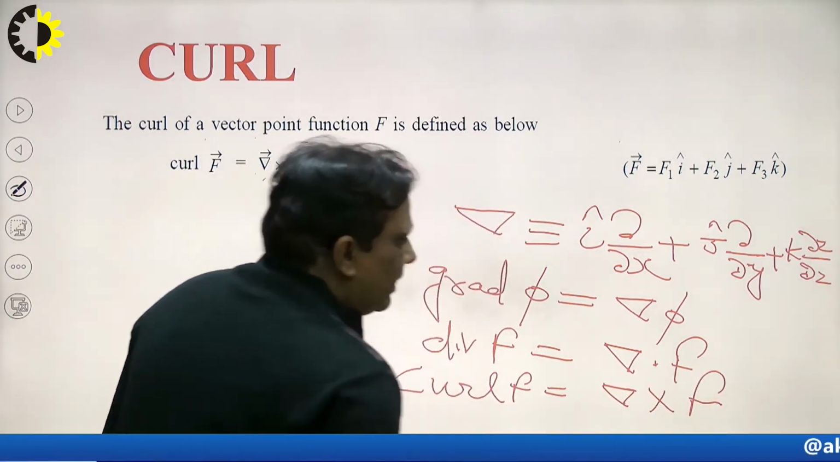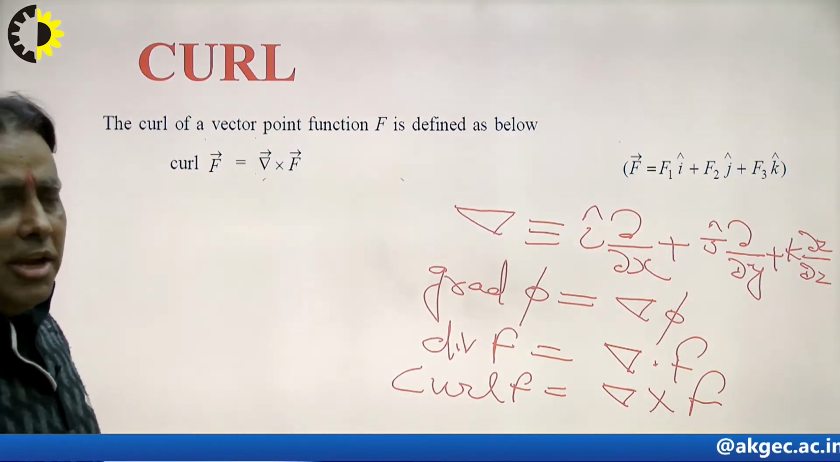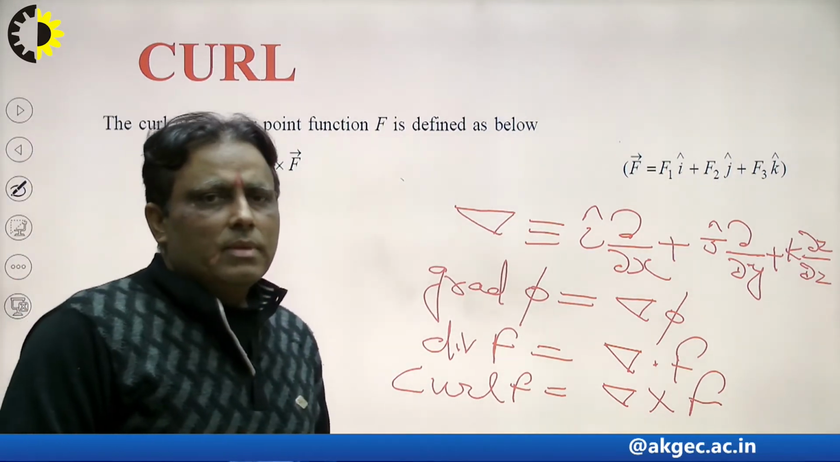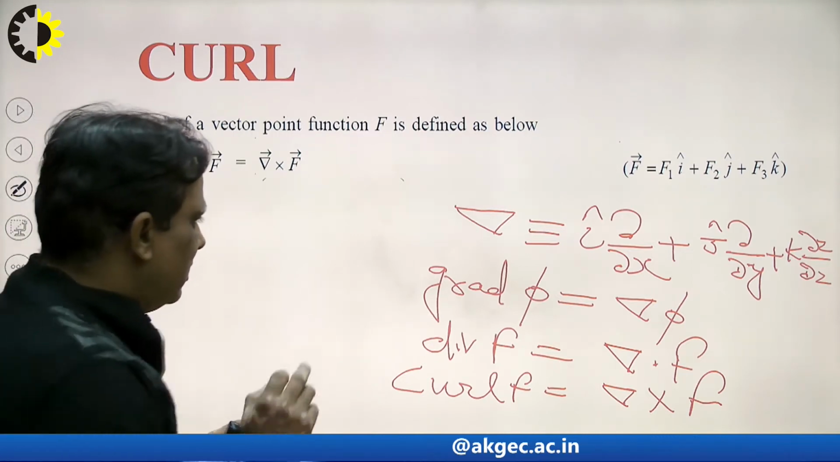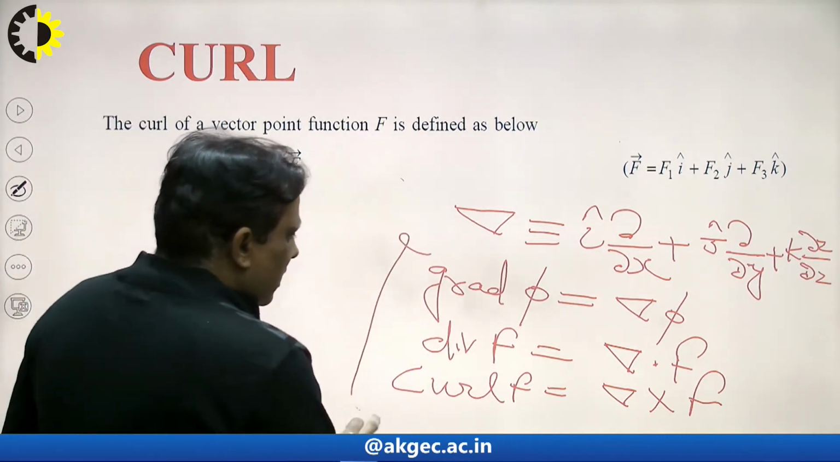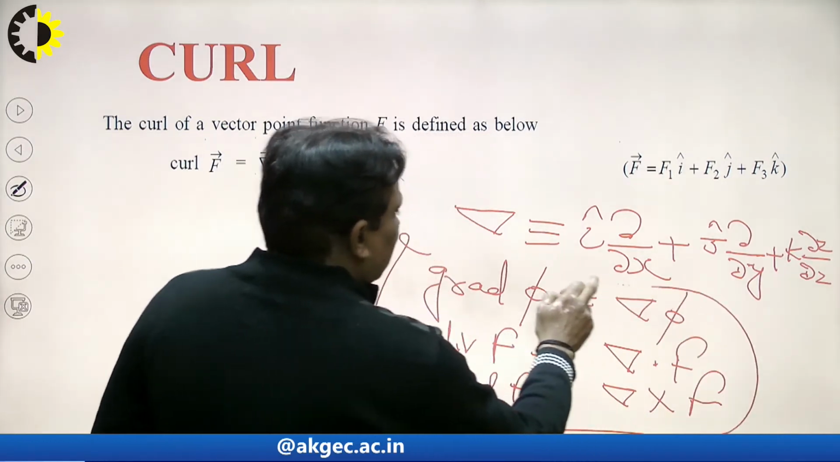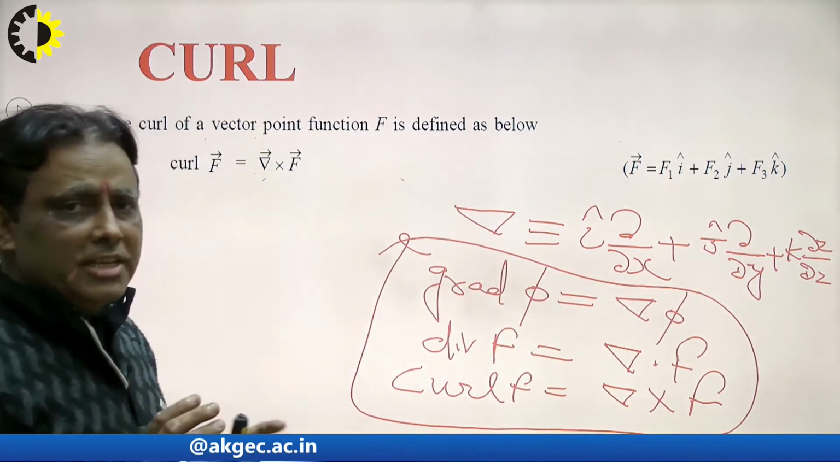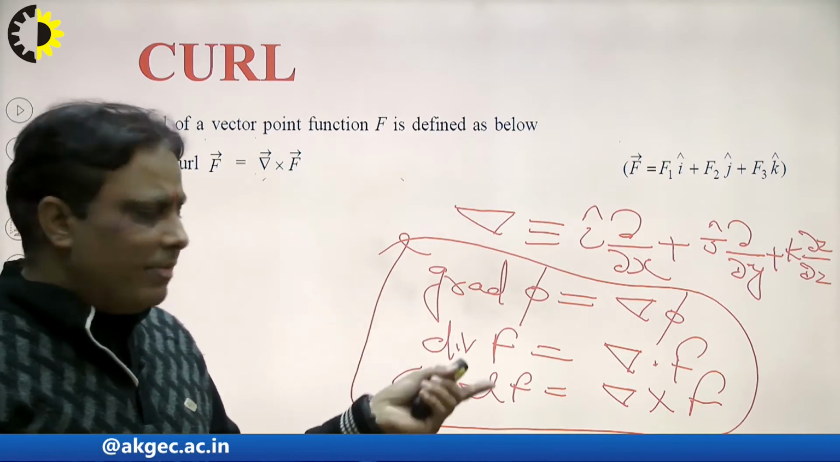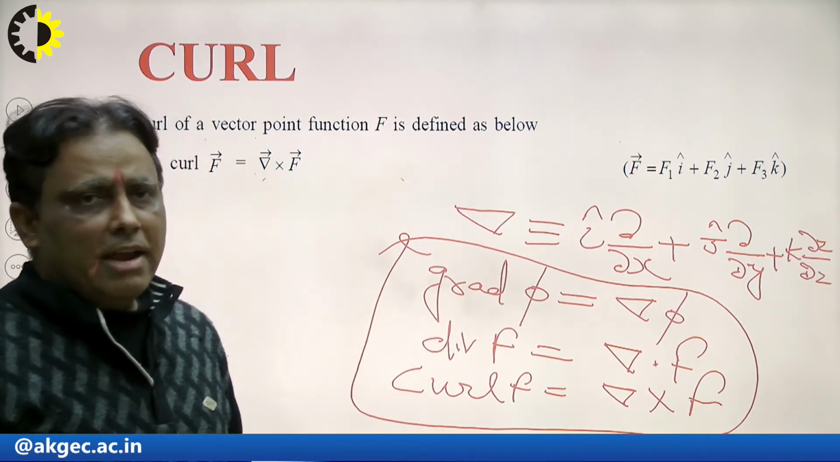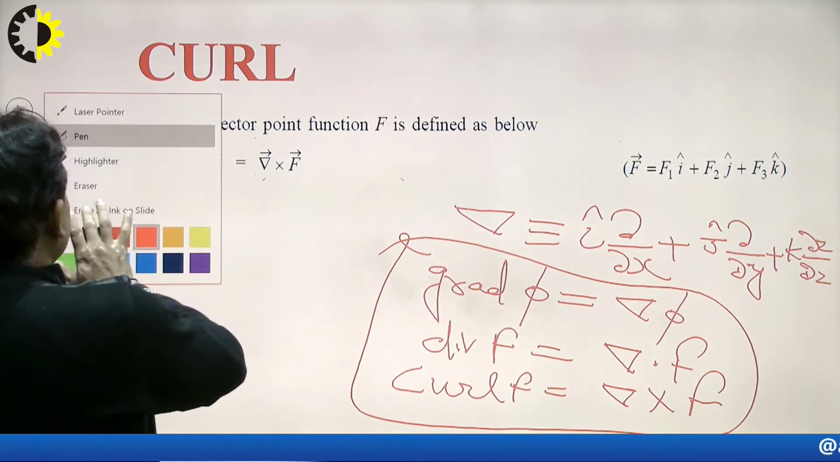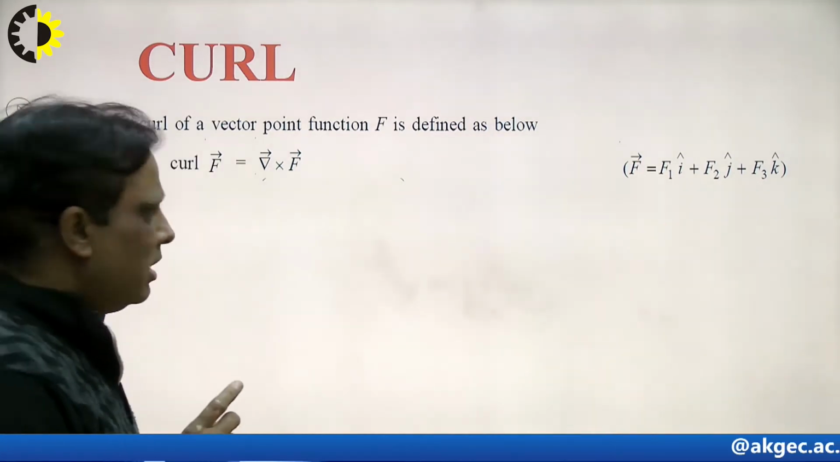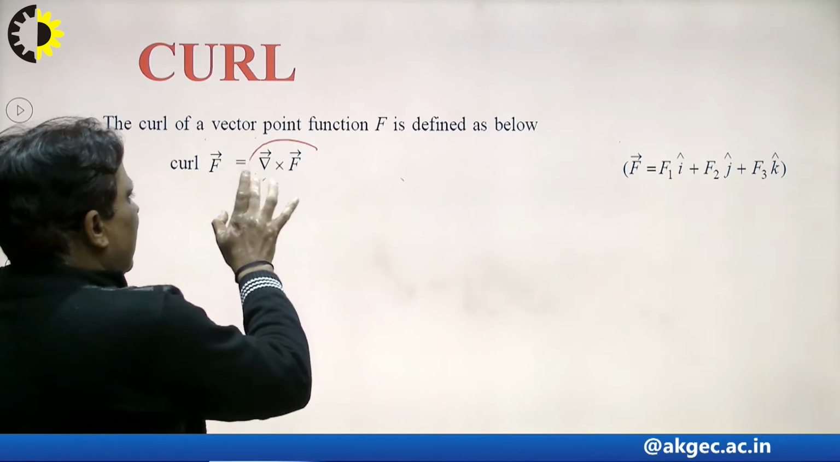Dear students, listen to me very carefully. In the whole unit of vector calculus there are only three terms: gradient, divergence and curl. Nothing but only three things: grad phi, divergence f and curl f. We study only three things. Now what is the role of curl here? Curl means rotation. So how do we calculate the rotation of a vector point function?